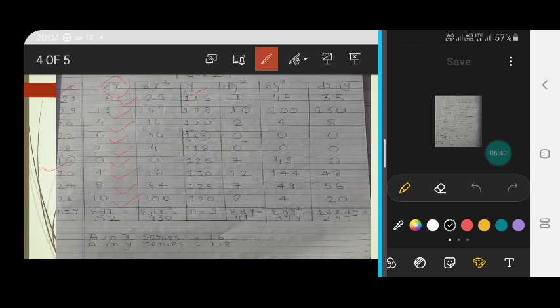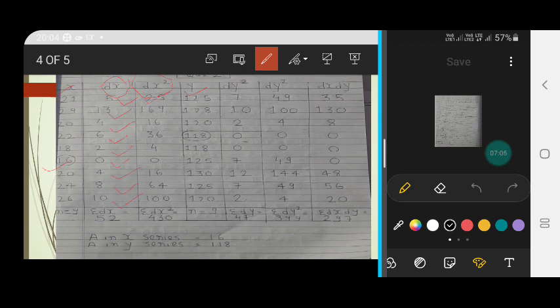Now we have to calculate the value of dx square. Okay, how are we going to calculate the value of dx square? For this we have to take the values from the dx column and take the square of it. Like first one is 5. So how are we going to calculate the square of 5? 5 into 5 would be the square of 5. So in case of 5 the square would be 25.